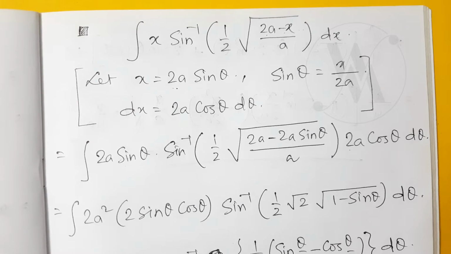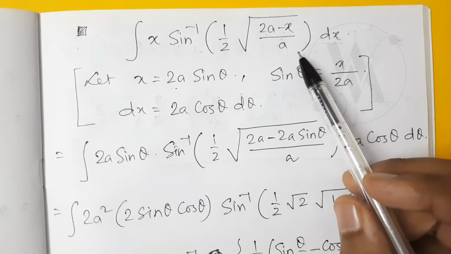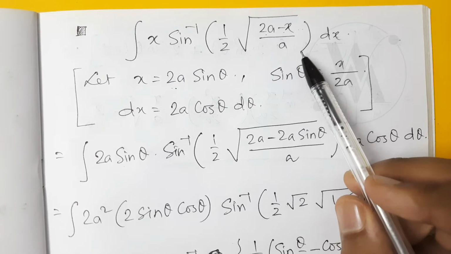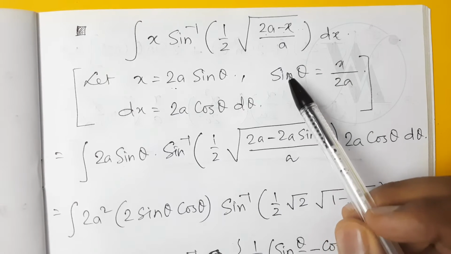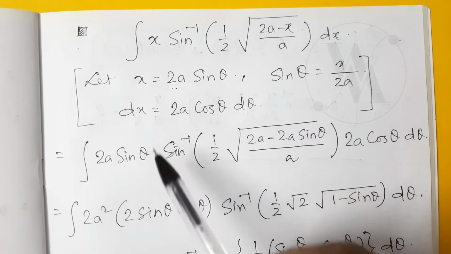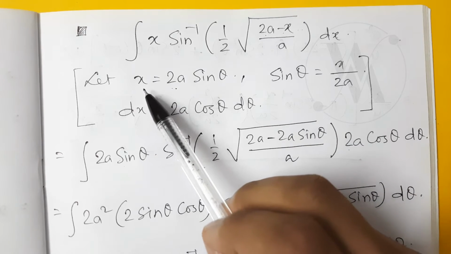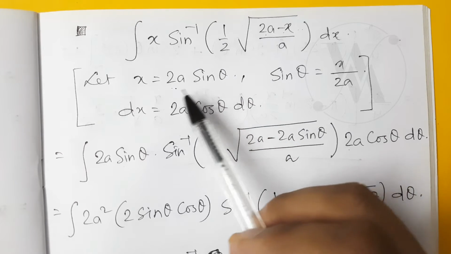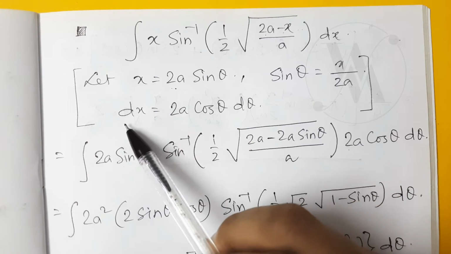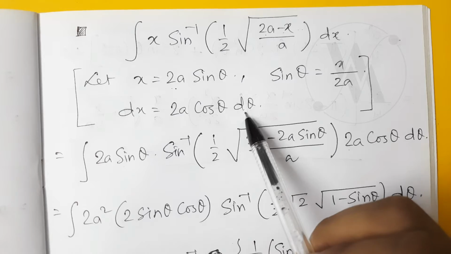So let's start. Now this problem we will solve by substitution as well as integration by parts. First we will apply the substitution method of integration. Here we are substituting x equal to 2a sine theta. Now if you differentiate, dx equals 2a cos theta d theta.